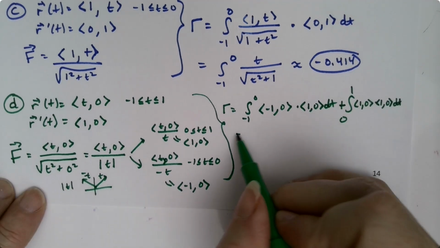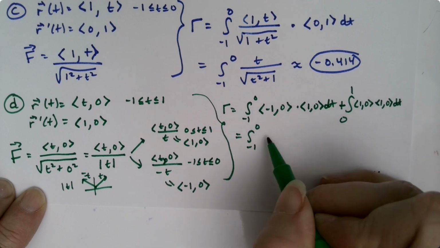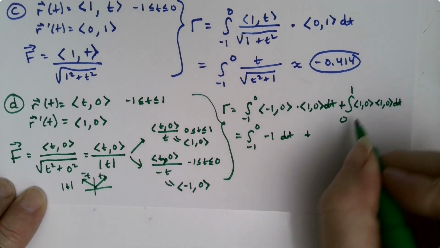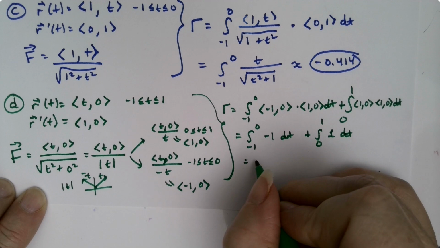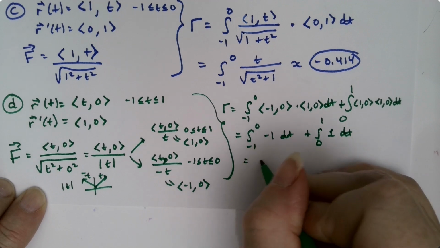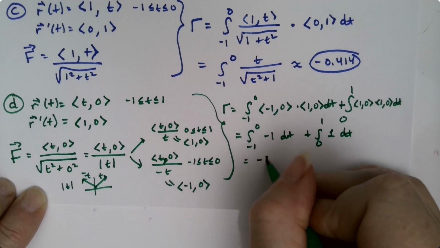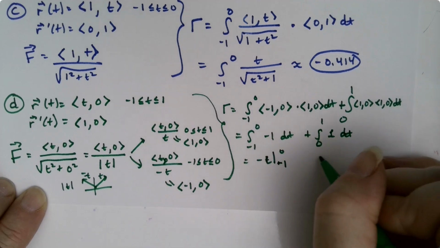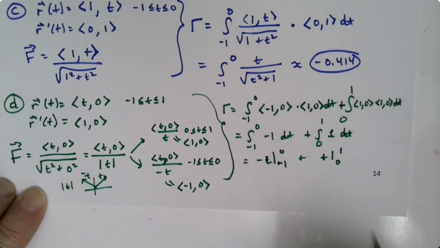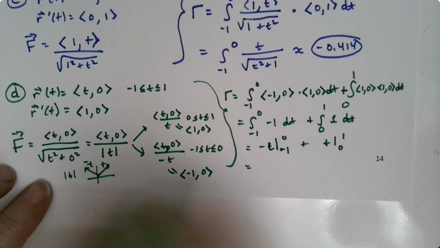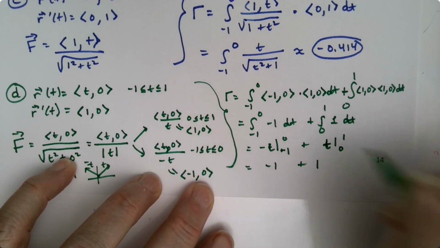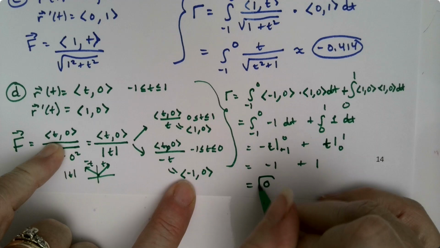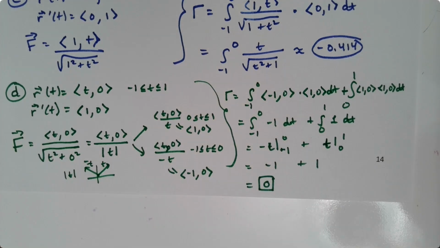All right, well, luckily this is very easy to do. This is -1 to 0 of -1, and then this is 0 to 1 of 1. So this is going to become -1, well, negative t, if you will, from -1 to 0, and this is positive t from 0 to 1. So this is -1, and this is 1. And that means the entire circulation was 0. Interesting. Now it does make sense.